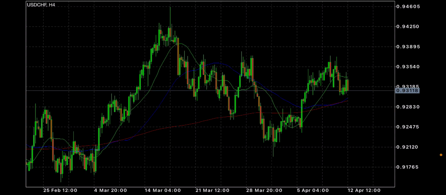So with that being said, let's go ahead and break down what's happening on this chart and with this Forex pair. So as of now, let's talk about what's happening with the USD.